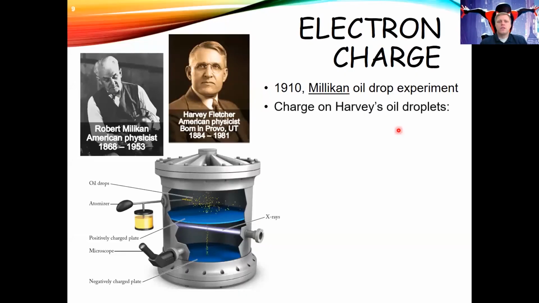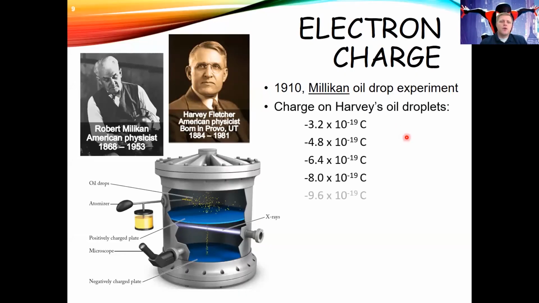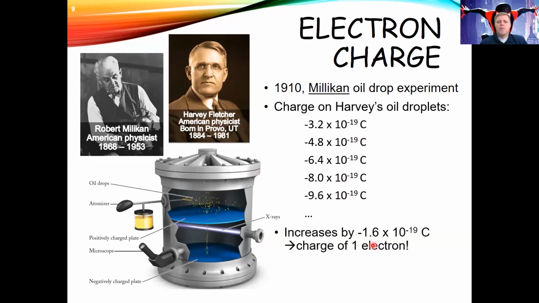And the results looked like this. So on different droplets, you'd get different amounts of charge. And I don't need you to memorize these specific numbers, but what you should notice is that they are all changing by about 1.6 times 10 to the negative 19th coulombs. That's the value between all of these. And that is the charge of a single electron. And so Harvey and Robert were able to figure that out.